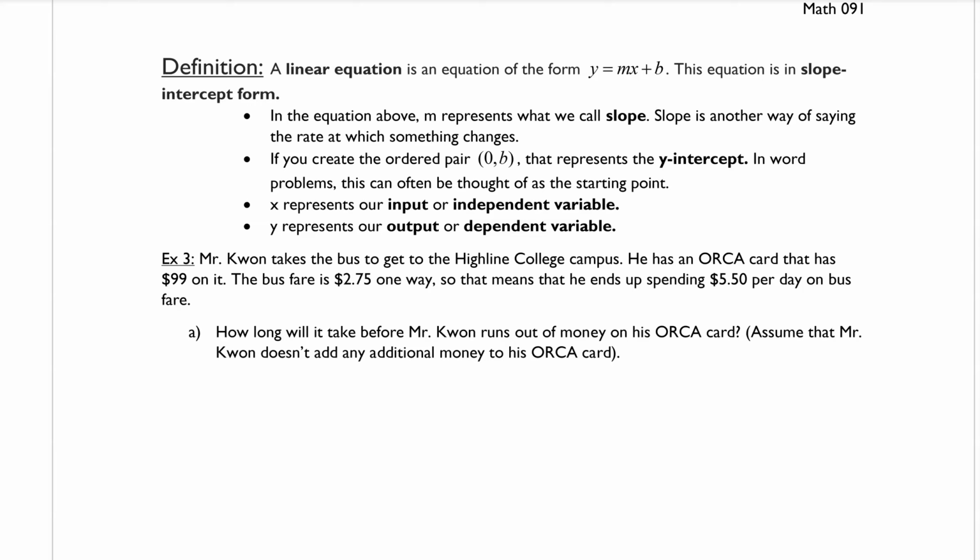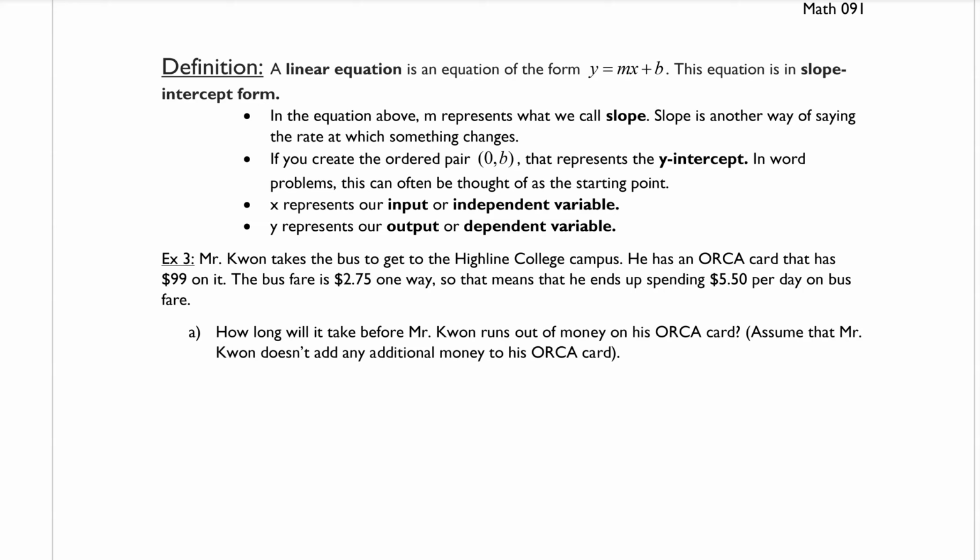So a linear equation is an equation of the form y equals mx plus b. This equation is said to be in slope-intercept form. In the equation above, m represents what we call slope. Slope is another way of saying the rate at which something changes.